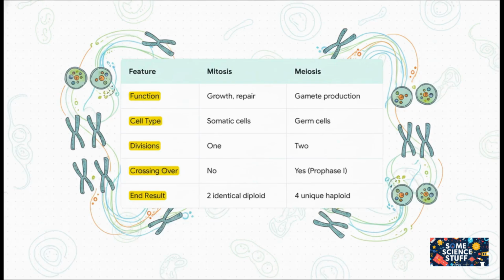The easiest way to remember all this is just to focus on the goal. The goal of mitosis is to make identical copies for growth and repair, so it does one simple division. The goal of meiosis is to create genetic variety for reproduction, so it needs 2 divisions and that super special crossing over step to shuffle the genes. The result? 2 identical cells from mitosis versus 4 unique cells from meiosis.